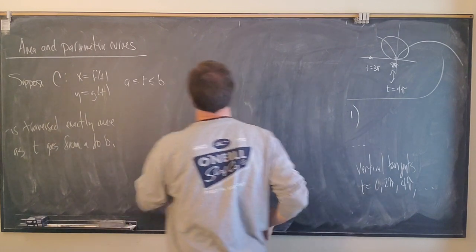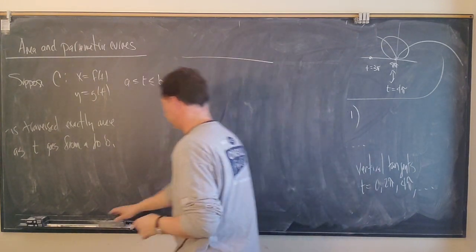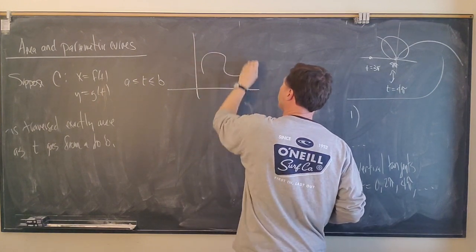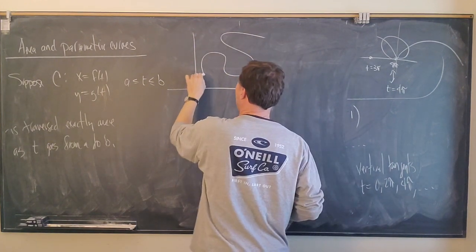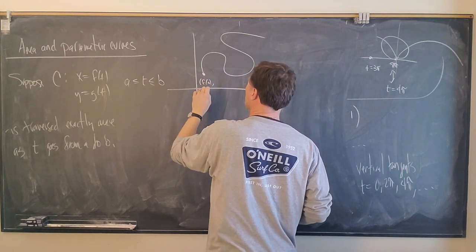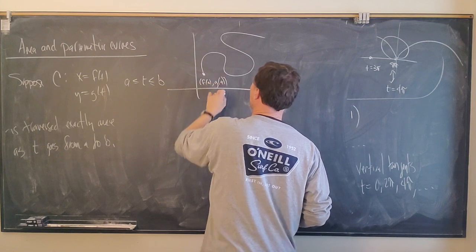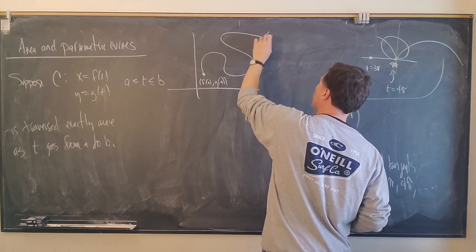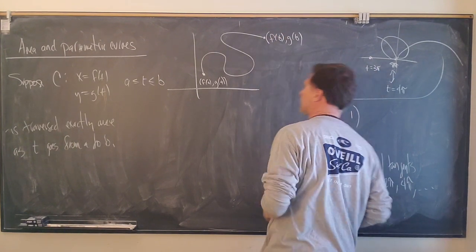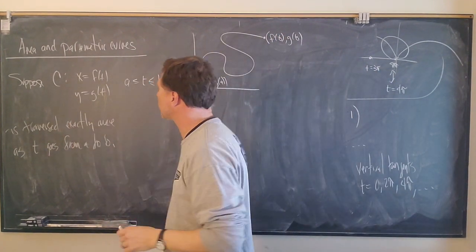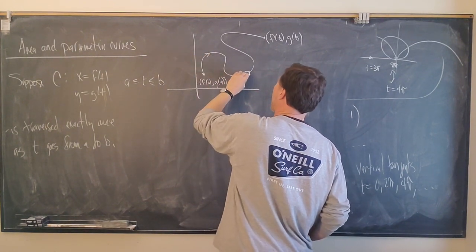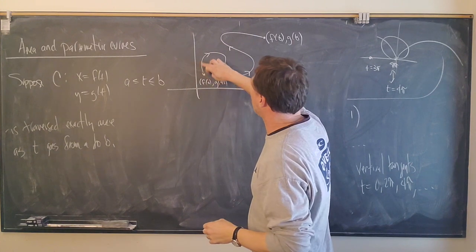So our picture is going to look like this. Now, this is going to be f of a, comma, g of a. And this is going to be f of b, comma, g of b, right? So we've got a starting point and an ending point. And when I say traversed exactly once as t goes from a to b, imagine that this is the path of a particle, and it travels like this.